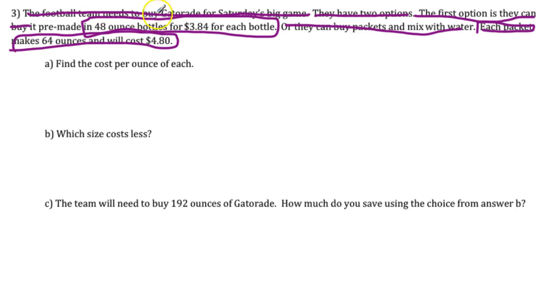Alright, so this is the important stuff right here. Find the cost per each ounce. So remember, two options. This is one option right here: 48-ounce bottles for $3.84 for each bottle. So you want to set up one fraction right here, one ratio. And then over here, another one. So this would be the packets. You want to set up another ratio. So I might even write something like, you got bottles, packets. You're going to have a fraction for each of these.